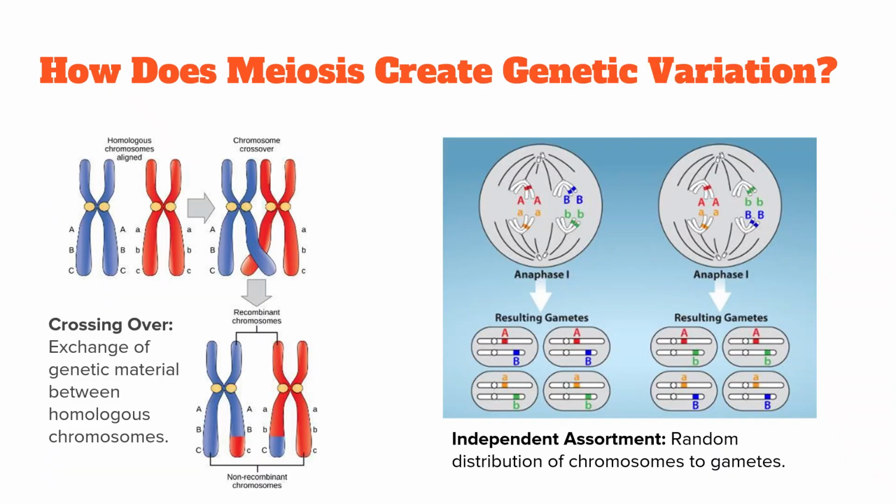Meiosis generates variation through 2 main mechanisms. First, crossing over occurs in prophase 1, when homologous chromosomes exchange segments of DNA, creating new allele combinations. Second, independent assortment occurs in metaphase 1, when homologous chromosome pairs line up randomly. This random arrangement ensures that each gamete receives a different combination of maternal and paternal chromosomes.